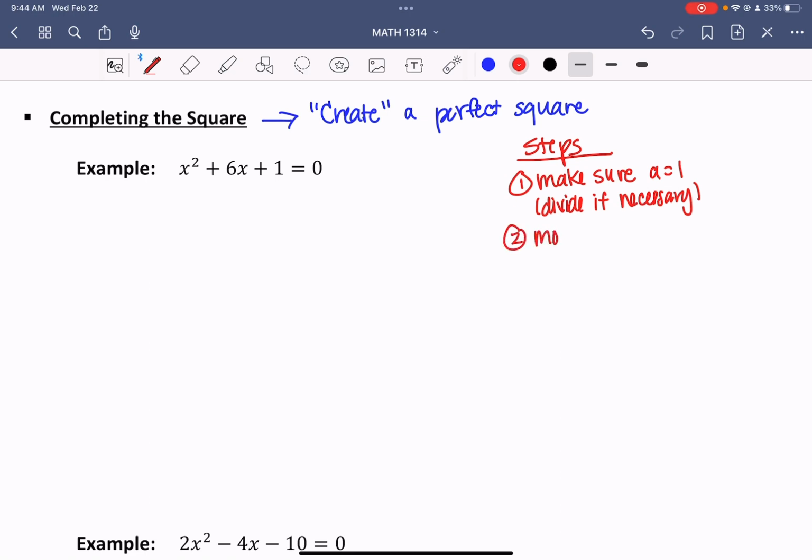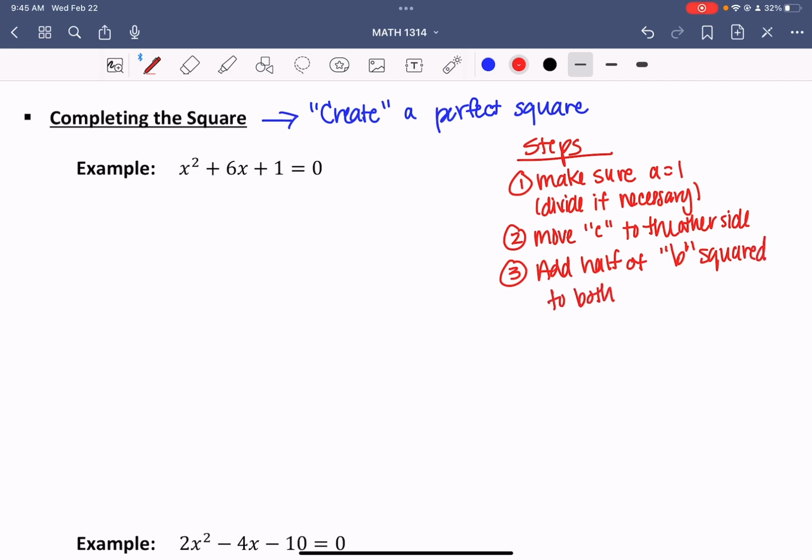Number 2, we're going to move our C value to the other side. Number 3, we are going to add half of b squared to both sides. All these a, b's, and c's are the same a, b's, and c's from our standard form that we mentioned earlier with quadratics. And so when we add half of b squared to both sides, we are looking at b over 2, that's half, and squared.